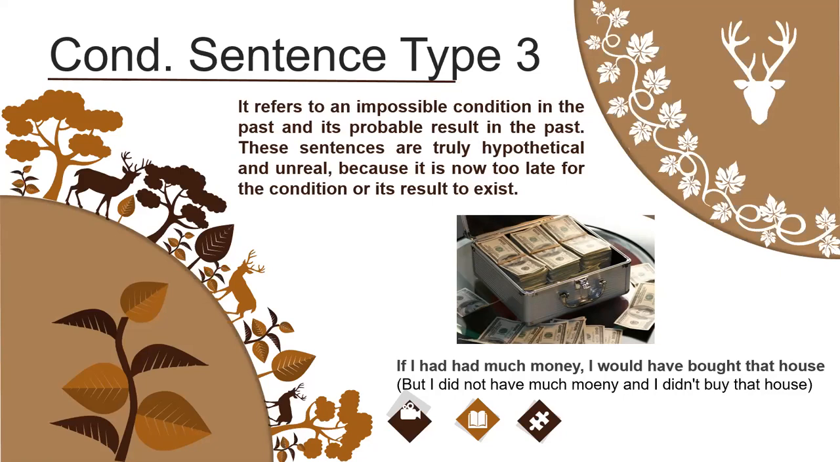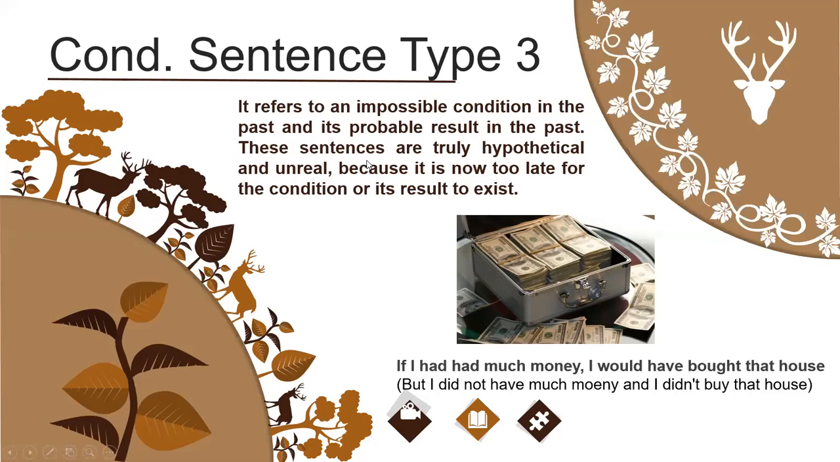And how about conditional sentence type 3? It is used to express an impossible condition in the past. We're talking about something that happened in the past, and that thing is an impossible condition in the past. You can make a note of that: impossible condition in the past, and its probable result in the past.